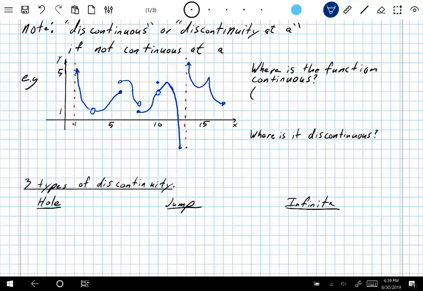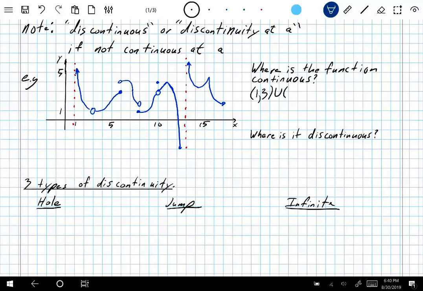And everything is fine until I get to this first hole. And then my function is not even defined there. And so this is going to be from 1, not including 1, so it's an open bracket, to 3, not including 3. Okay, and I'm going to do my little union sign here.